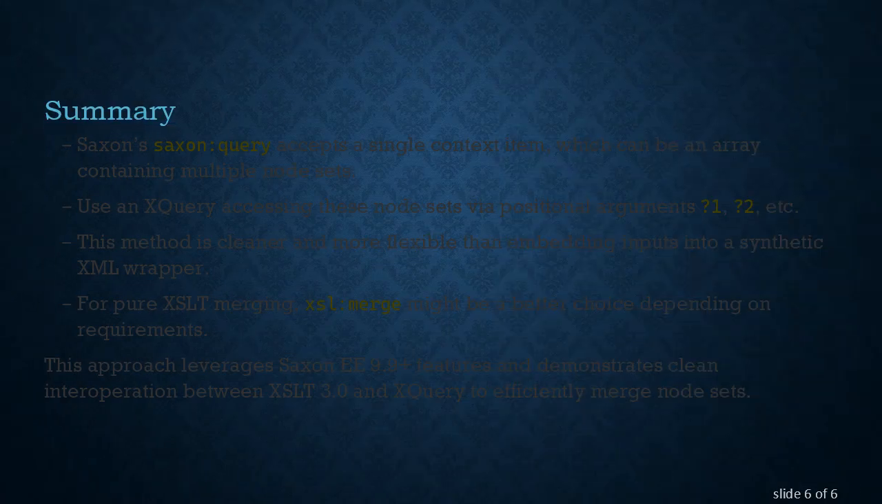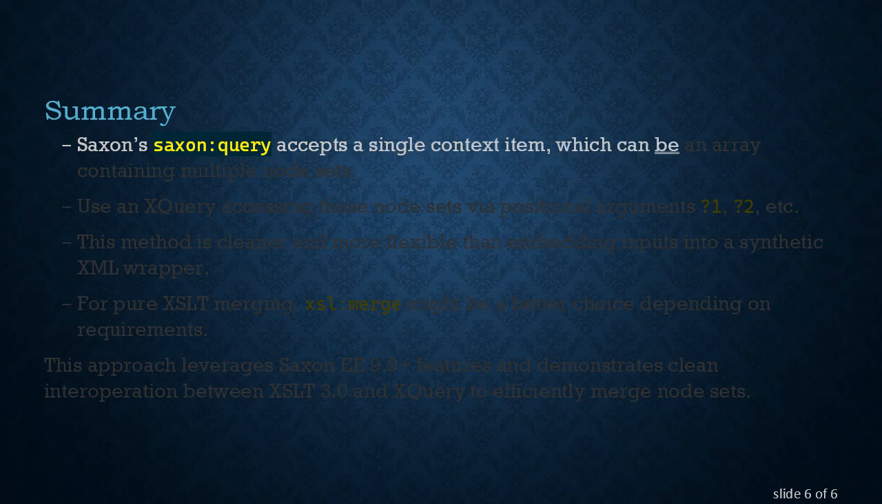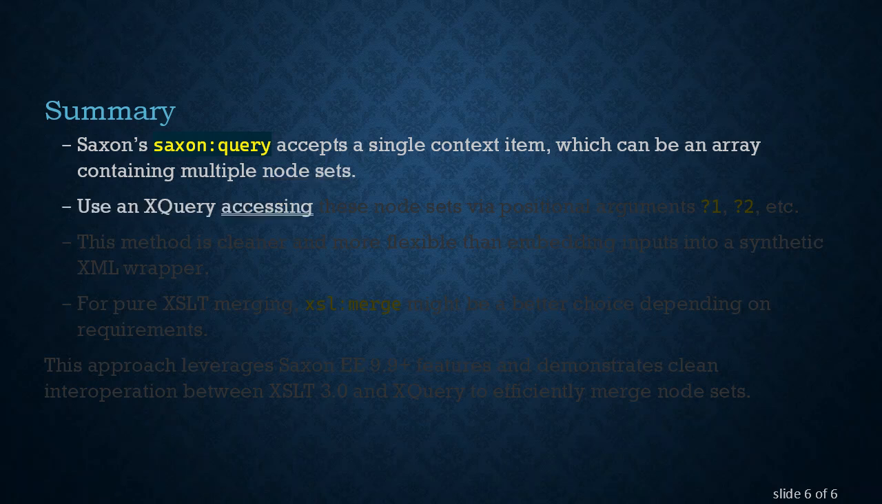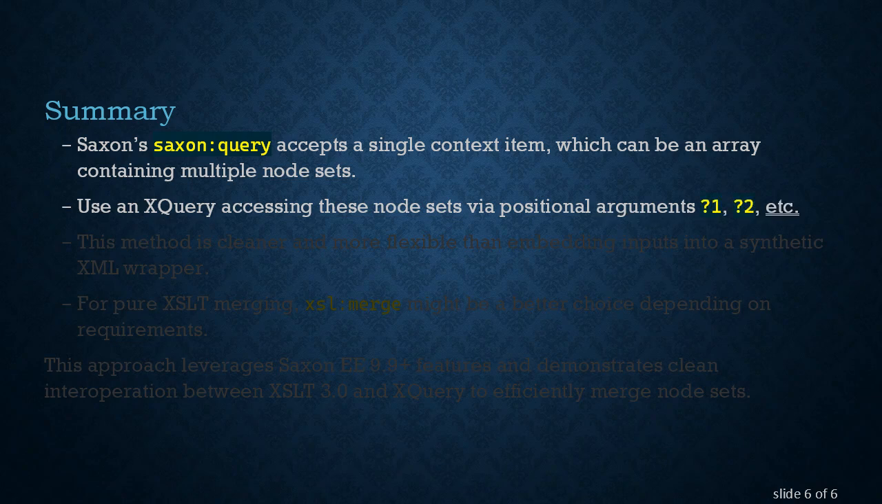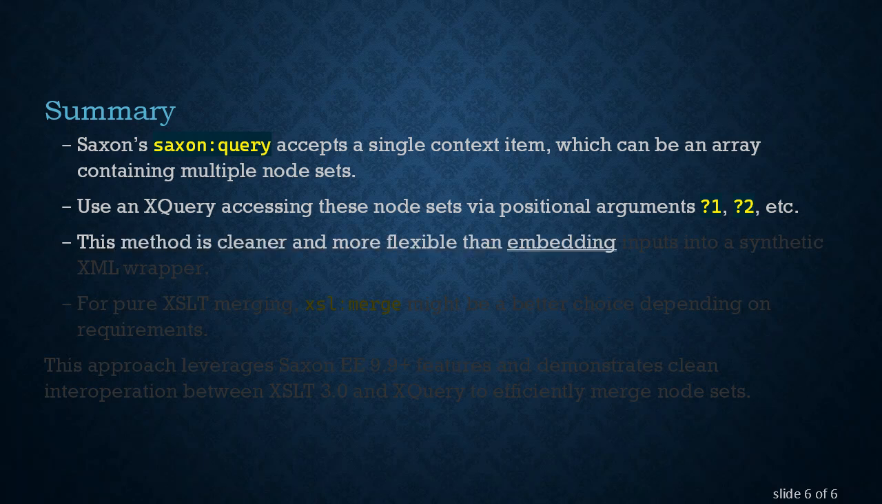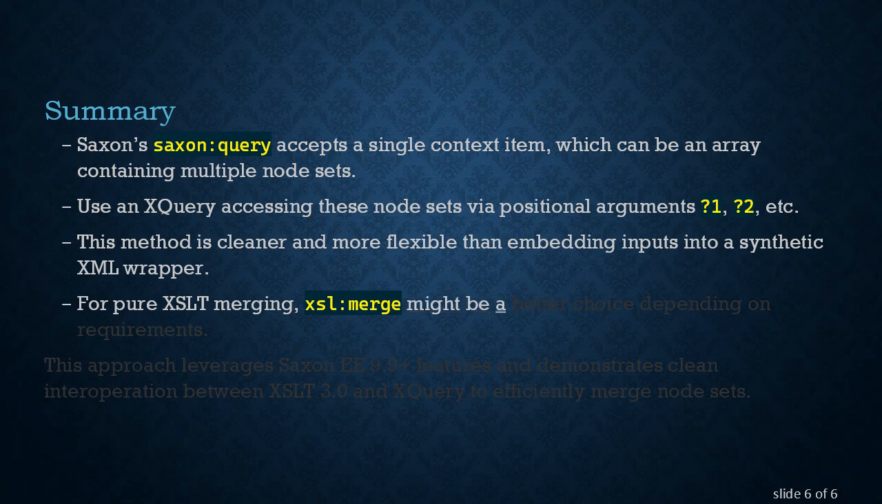Summary. Saxon's Saxon XQuery accepts a single context item, which can be an array containing multiple node sets. Use an XQuery accessing these node sets via positional arguments, ?1, ?2, etc. This method is cleaner and more flexible than embedding inputs into a synthetic XML wrapper. For pure XSLT merging, xsl:merge might be a better choice depending on requirements.